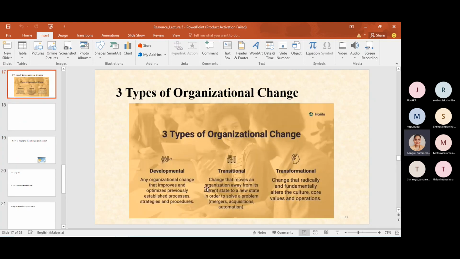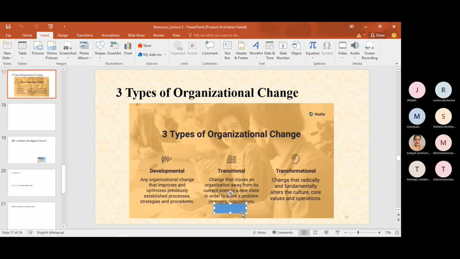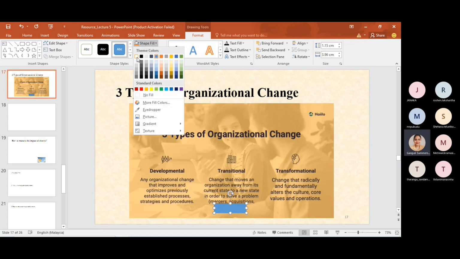For example, if we take transitional changes, a transitional change moves an organization away from its current state to a new state in order to solve a problem. So transitional changes means when an organization moves from its current situation to a new situation. For example, automation, which you can see written over here. Automation means the implementation of machineries and equipment.